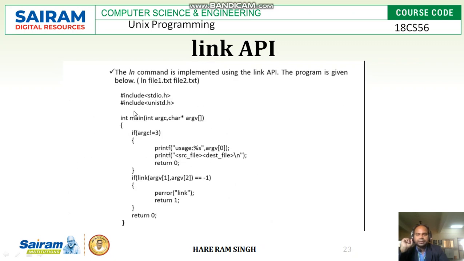For example, let us see here, integer main, argc, argv. If argc is not equal to 3, then an error will occur, because we are passing the file names as command line arguments. Usage: percentage s, argv of 0, then source file, destination file, and return 0.